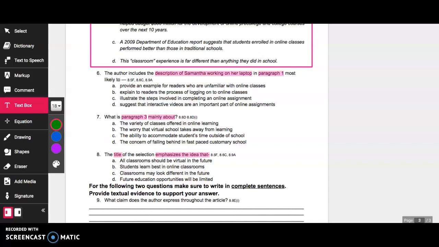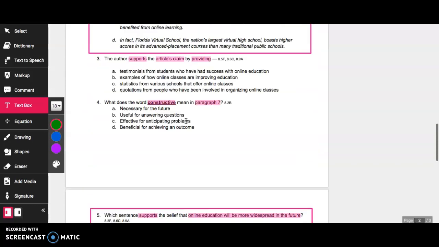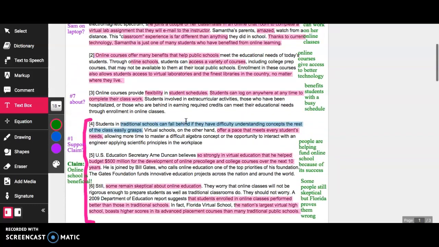Okay, so we're looking at number 7 now. Number 7 says, what is paragraph 3 mainly about? So we are going to have to go back to paragraph 3, maybe reread it or read our annotations that we left for ourselves and figure out what the whole paragraph is mainly about. So basically the main topic of that paragraph. So let's go ahead and look back.